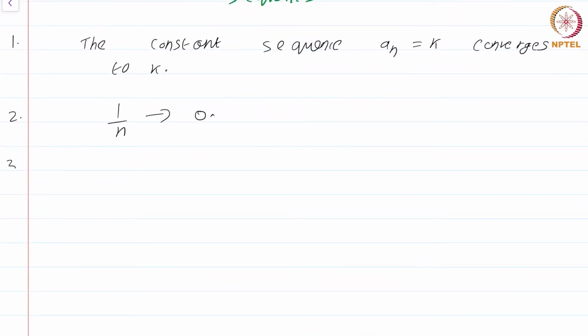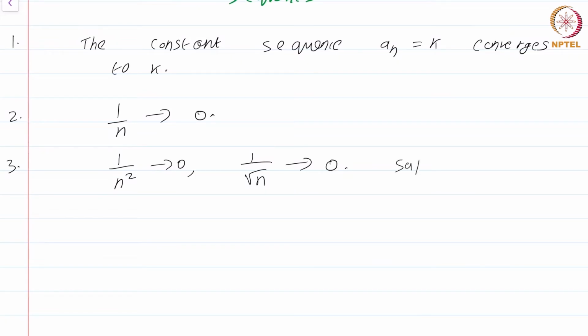Now, 3. 1 by n squared converges to 0. 1 by square root of n converges to 0. Okay. Now, how do you show this? Well, there are two ways. One of them is the clever way. The other one is the way that you shouldn't even be considering. Let's do it the clever way. Okay, the clever way is as follows.